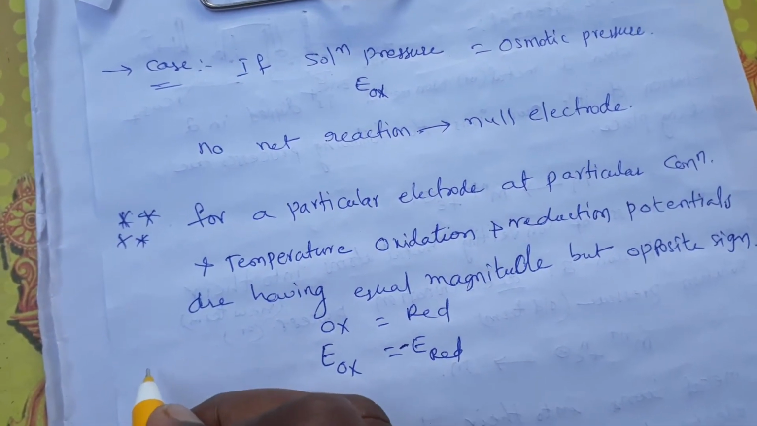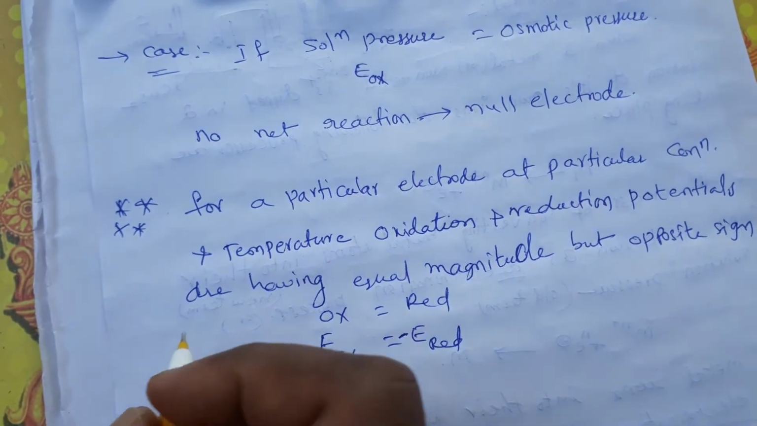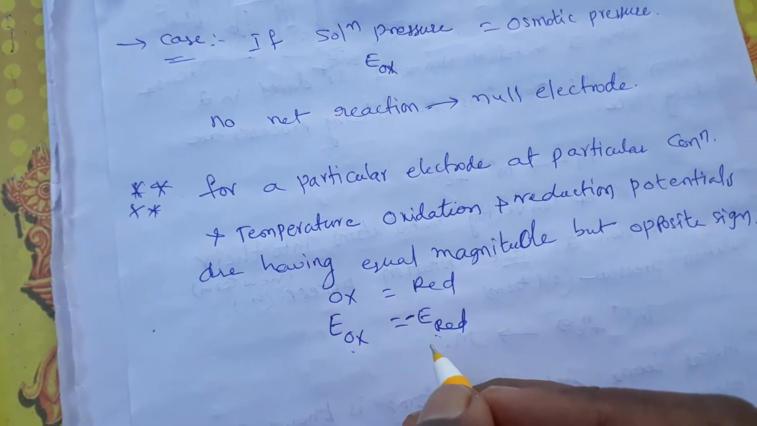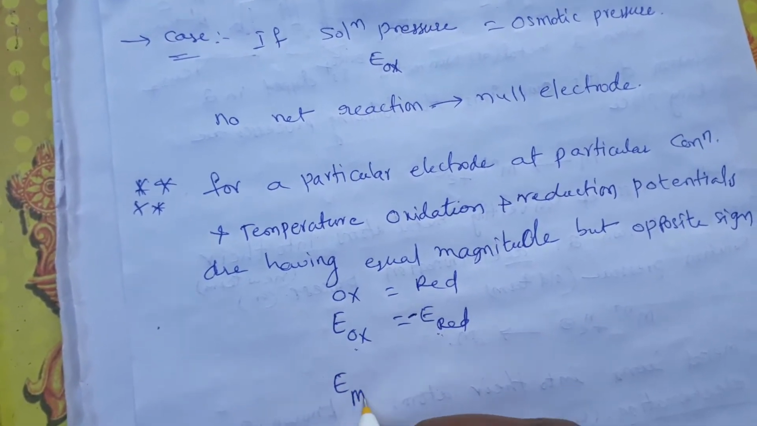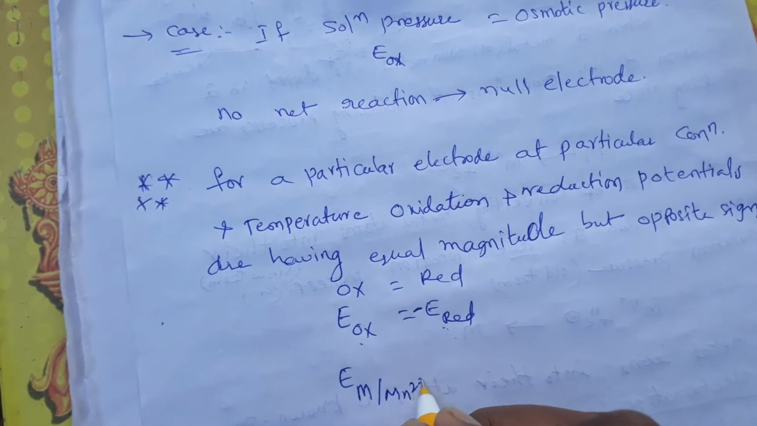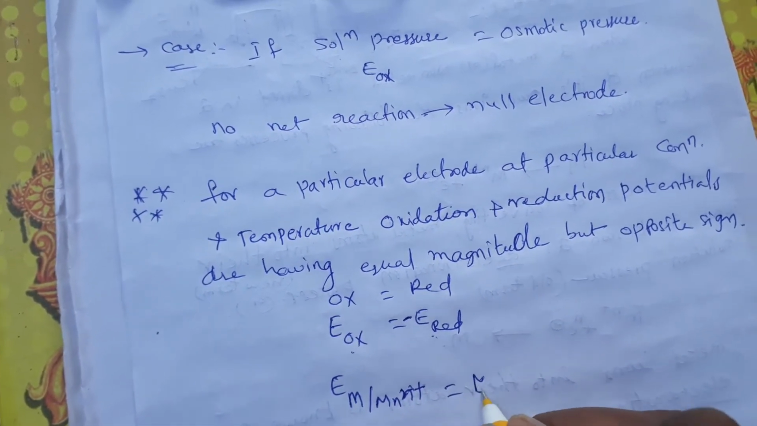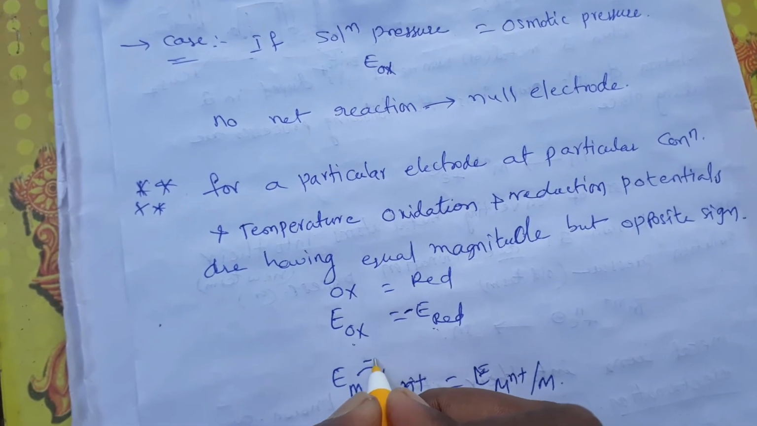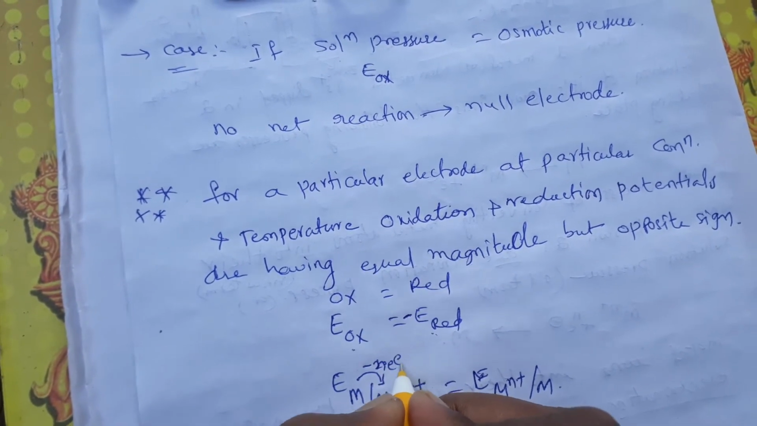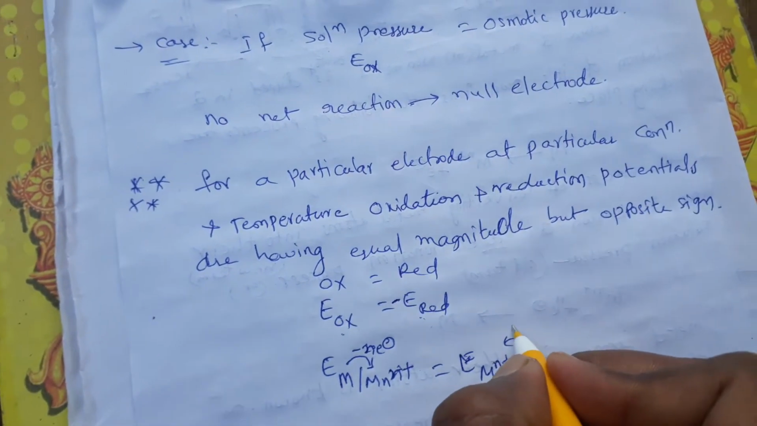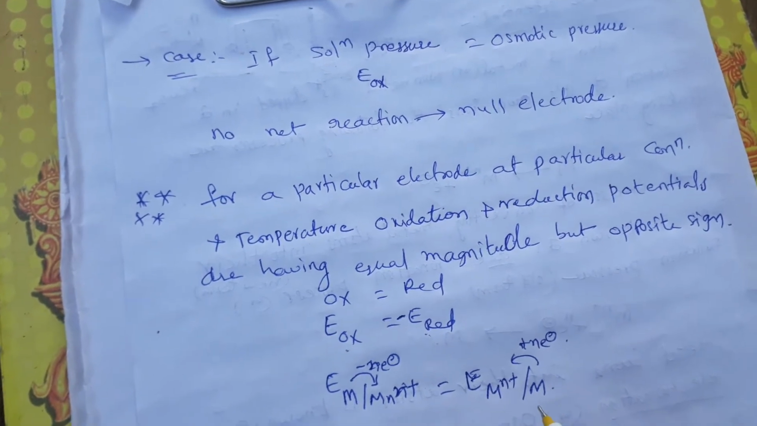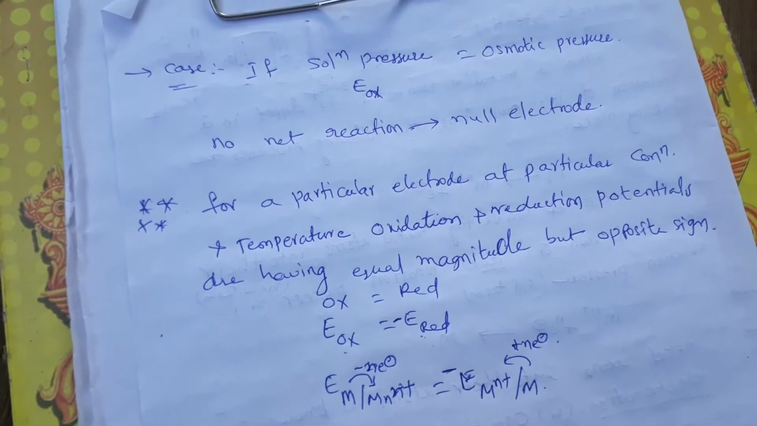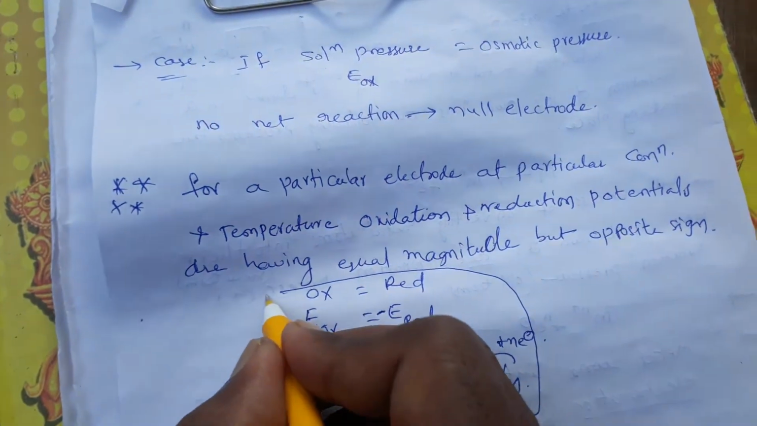Why is it a minus sign? Here electrons are being lost, and here electrons are being gained, so the sign is different. Here metal goes to M n plus, meaning n electrons are being lost. In the reverse, M n plus plus n electrons are gained. If you see, this is clockwise and this is anti-clockwise, so the minus sign comes. This is the relationship between E oxidation and E reduction.